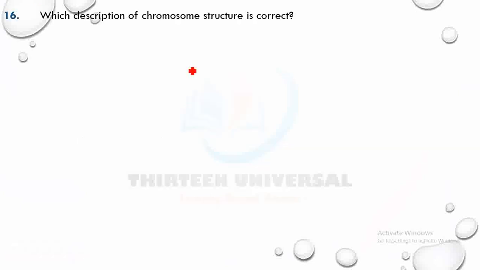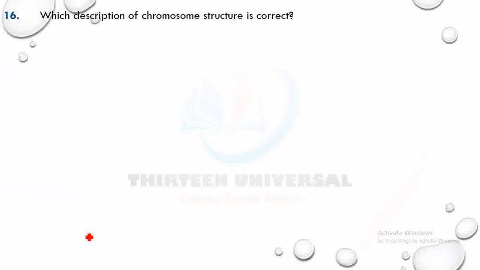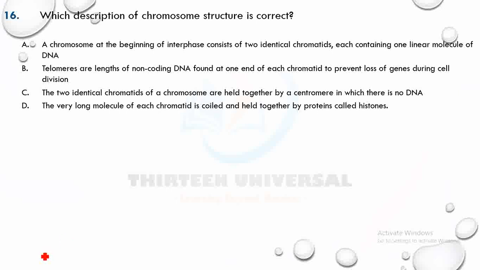All right, let's move on. Which description of the chromosome structure is correct? Okay, so pause the video and carefully think through it. Try to solve this question. Now A says a chromosome at the beginning of interphase consists of two identical chromatids. At the beginning of interphase is G1.